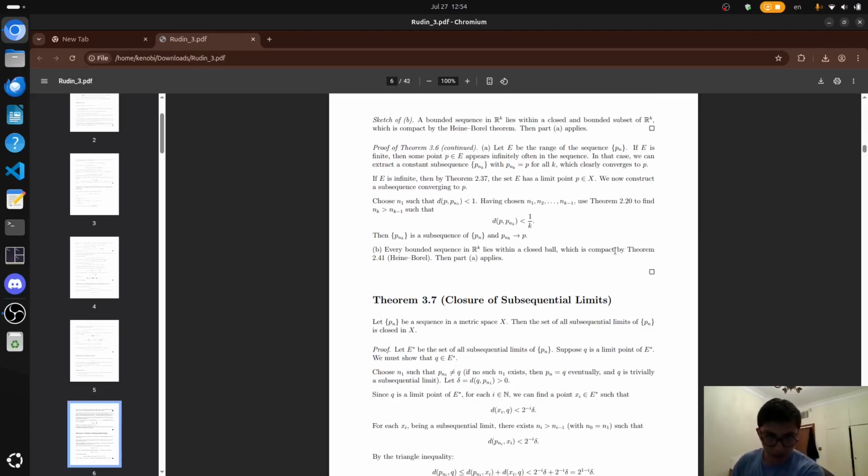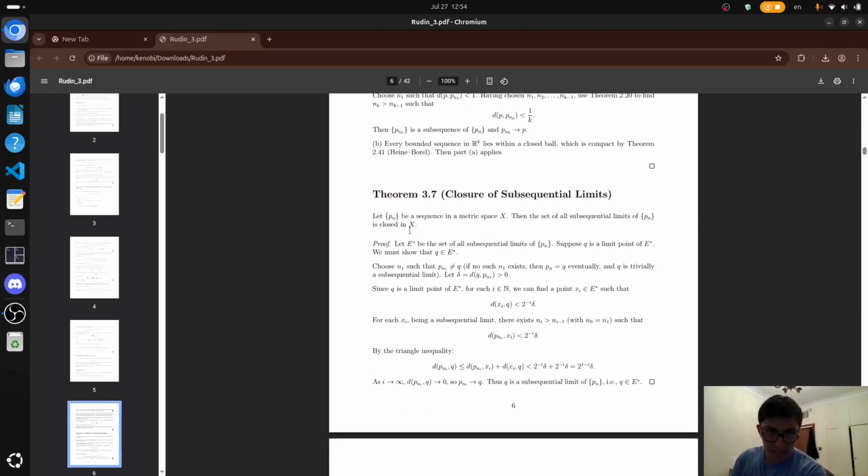Now, you have the following theorem. Let Pn be a sequence in a metric space X, then the set of all subsequential limits of Pn is closed in X. So, the set of all subsequential limits is that you take all the subsequences and you take the limits, and you're going to see to which points they converge.